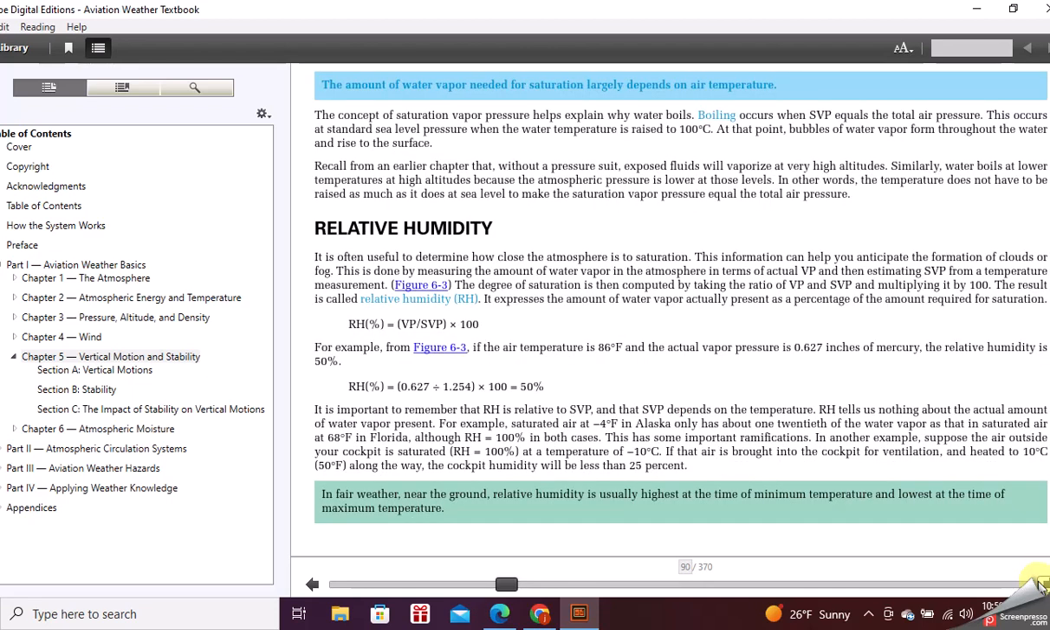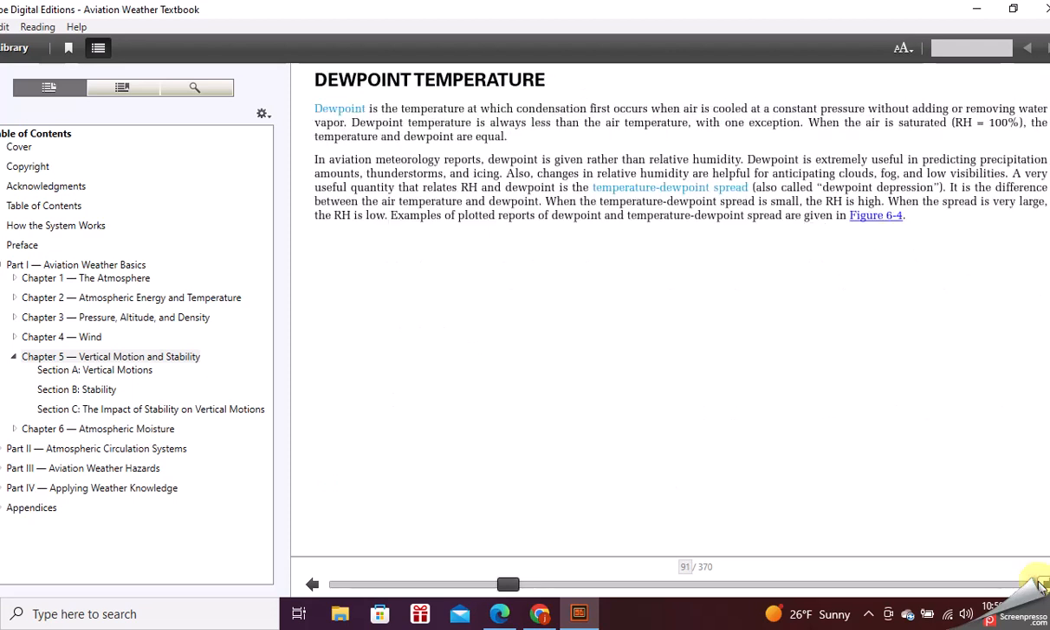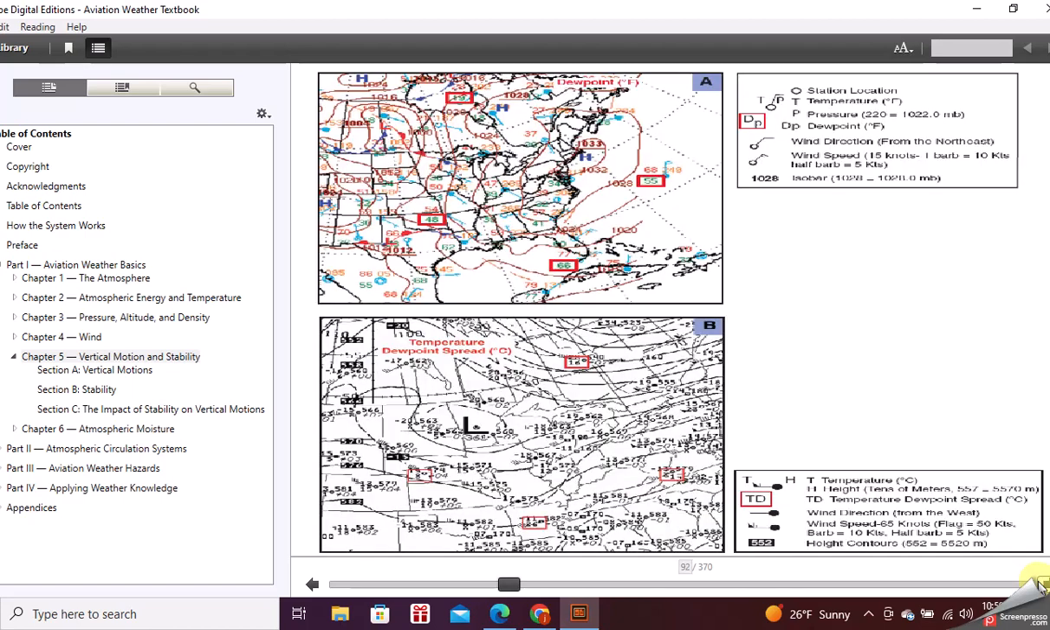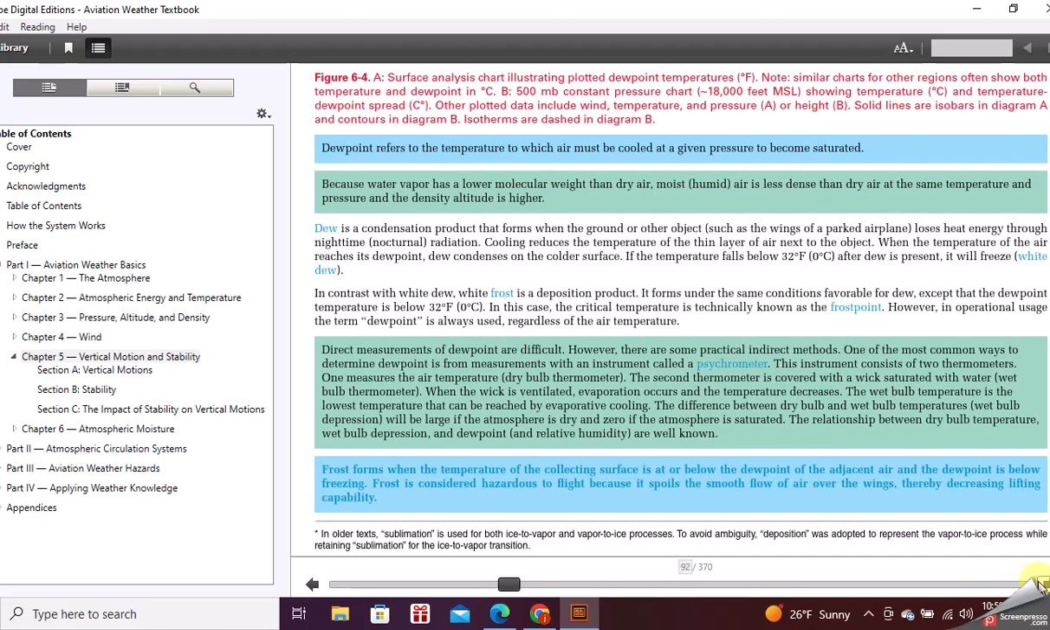Relative humidity is just the current vapor pressure relative to the saturation vapor pressure. So in other words, how close to saturation is that air? Dew point: if I drop the temperature to the dew point temperature, dew is going to form. For example, right now my dew point at my house is 0 degrees. So to get dew here, I have to drop the temperature all the way down to 0 degrees Fahrenheit. Not happening today.